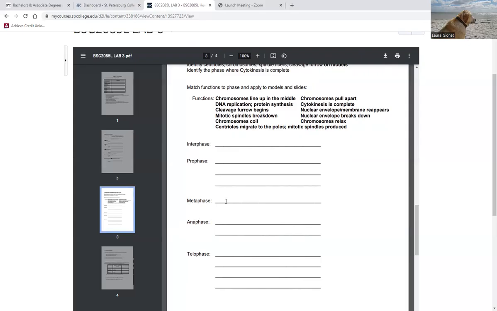All right. In metaphase, chromosomes line up in the middle. All right. Chromosomes line up in the middle. Where is that? Oh, it's our first option over on the left-hand side.